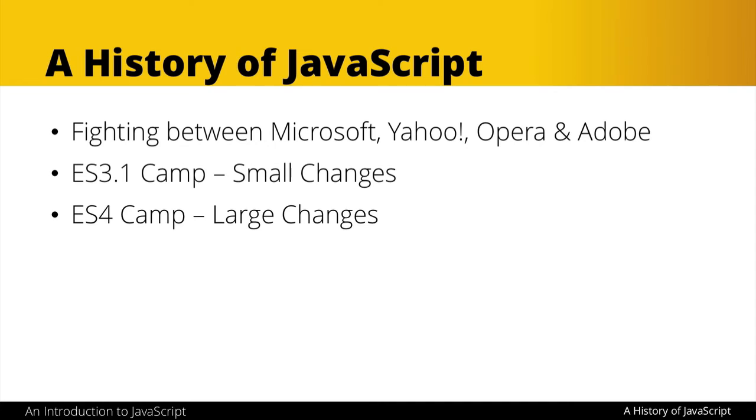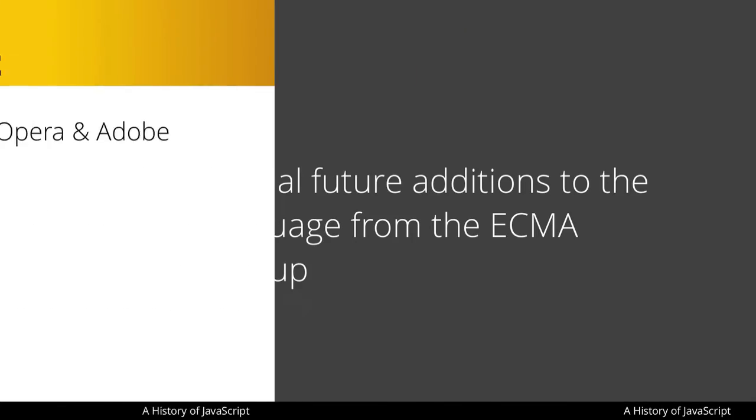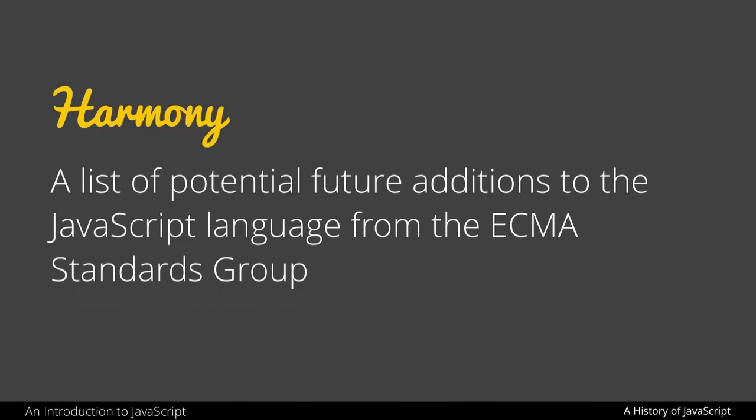Ultimately, though, there is no ES3.1 or ES4 release, and the next version is called ES5 and comes out in 2009. They also started something called Harmony that year, which is a list of potential future additions to the language that they can pull from in future releases.